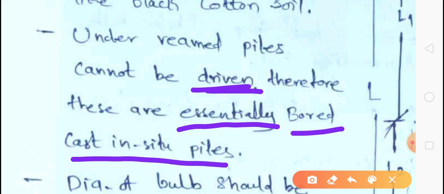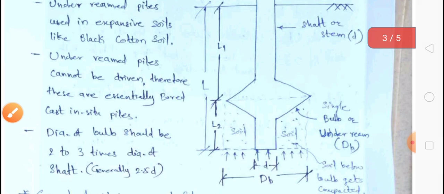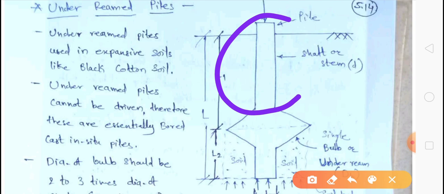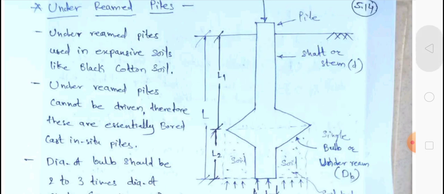So first we have to prepare the bore hole. Then at a particular level you can prepare this bulb, and again there is a bore hole. So this is how the bore hole is prepared. Then it is filled with concrete. So this is the bored cast in situ pile.